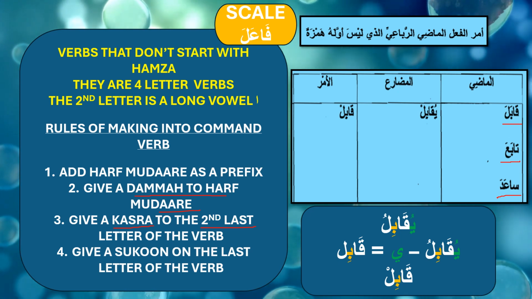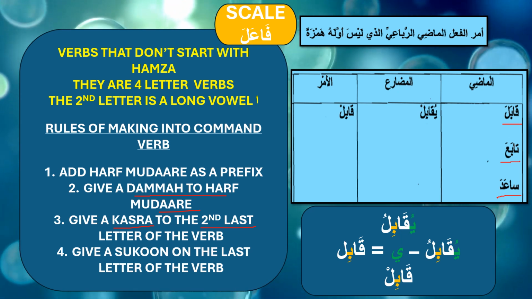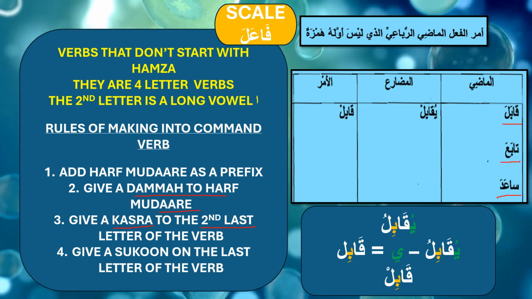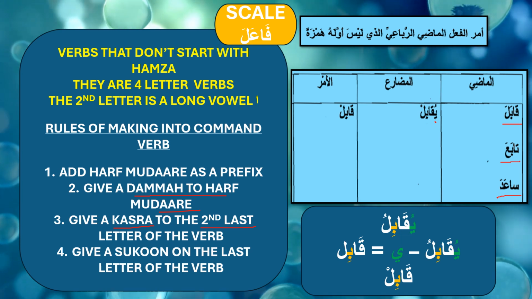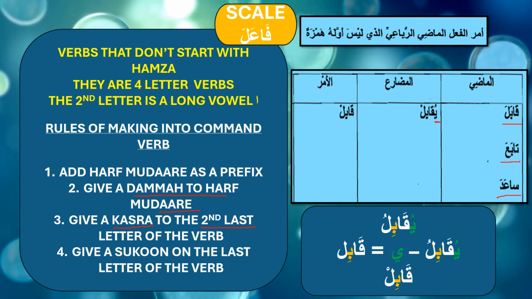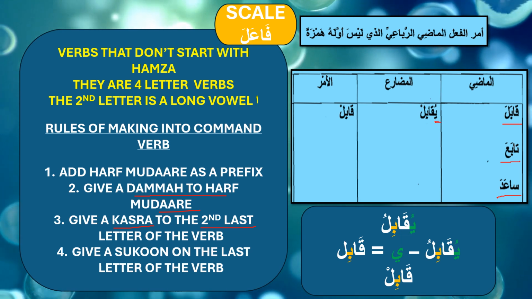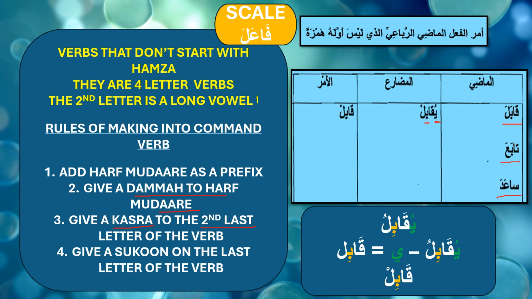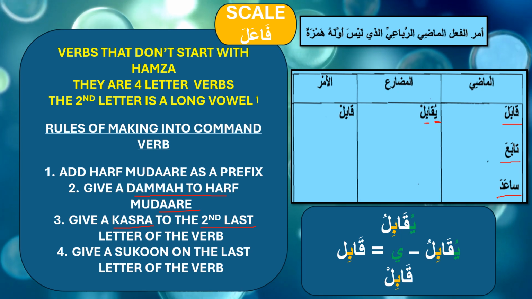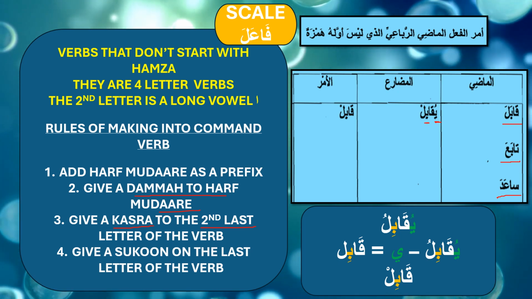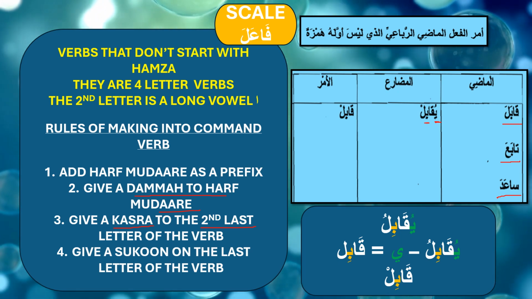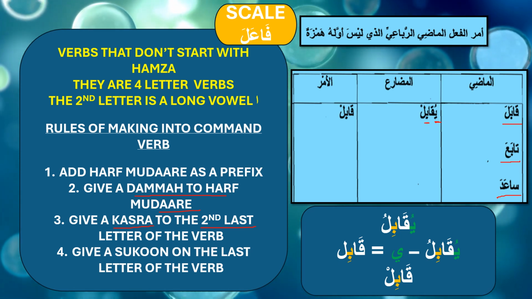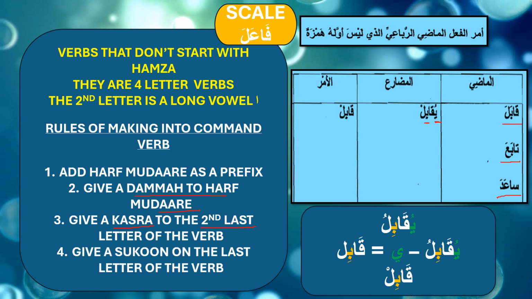When you see such kind of past tense with a long vowel on the second letter of the past tense, always remember that when you make it into a present tense, you need to give a dhamma on the harf mudare and a kasra to the second last letter of the fail mudare. And in the amr, there is no addition of the hamzatul wasl or the hamzatul qata, and the last letter gets a sukun because that is the sign that it's a command now.